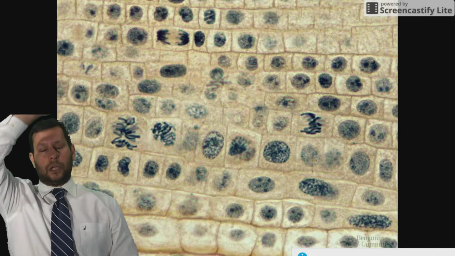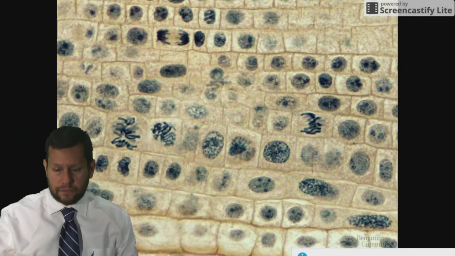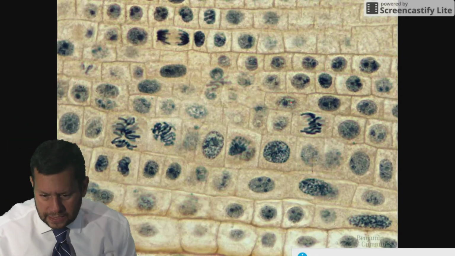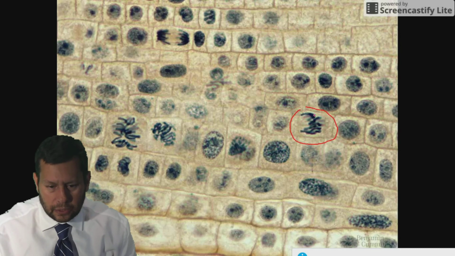All right, so if you look up over here, you might be able to find one that is in metaphase, so that would be this one right here. You can see that those chromosomes are lined up in the middle. Here, can you recognize this phase? They're moving apart, so this would be anaphase.